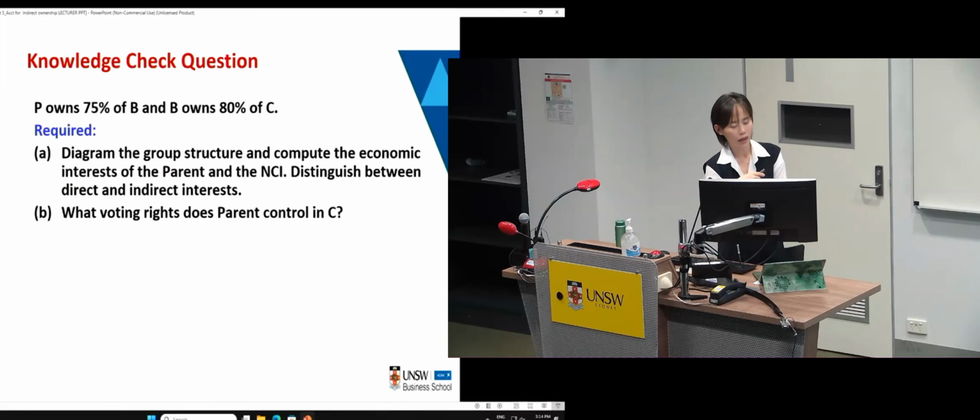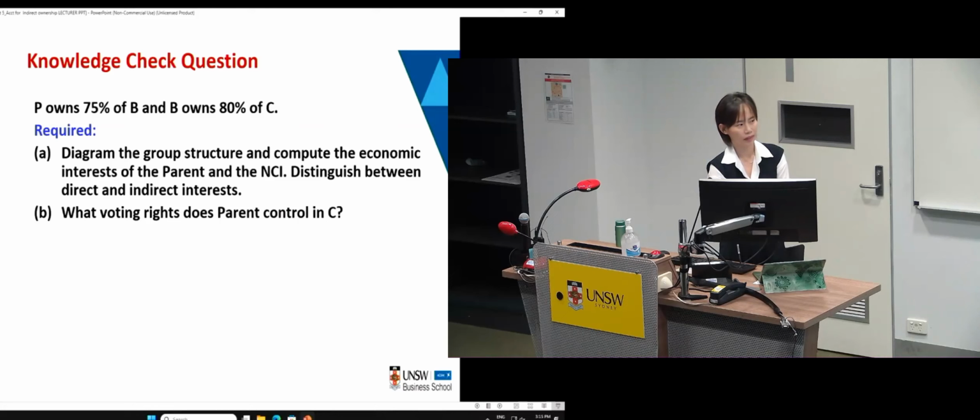Okay. Now let's look at the following knowledge check question. Now, in this group structure, P owns 75% of B and B owns 80% of C. Now, first of all, diagram the group structure. So I expect you to do something similar like this. Okay? So diagram the group structure. Okay? And distinguish between direct interest and indirect interest here. Okay? And the second requirement asks you to identify the voting rights. What voting rights does parent control in C? So what is the percentage voting rights, right?